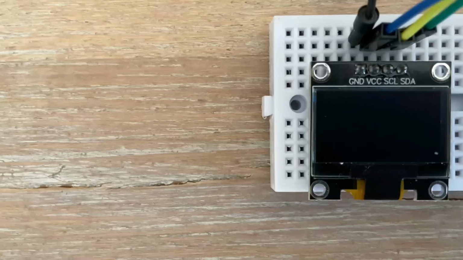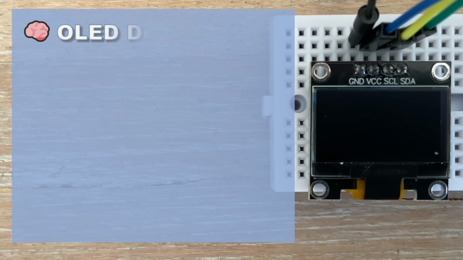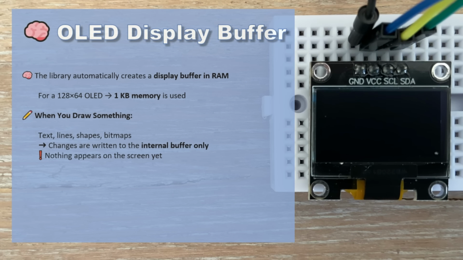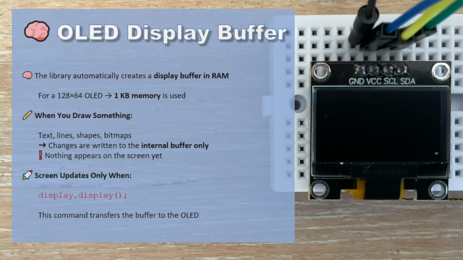Once the display is properly declared and initialized, everything else is pretty much interface independent. The library manages the display buffer for you. That means whenever you draw text, lines, or shapes, those changes are not immediately visible on the screen. Instead, they are written to an internal buffer. Only when you call the display method are those buffer changes actually transferred to the screen.